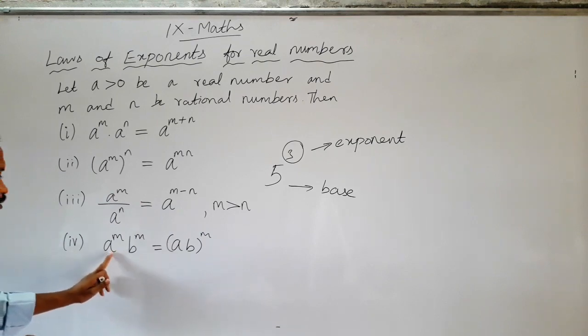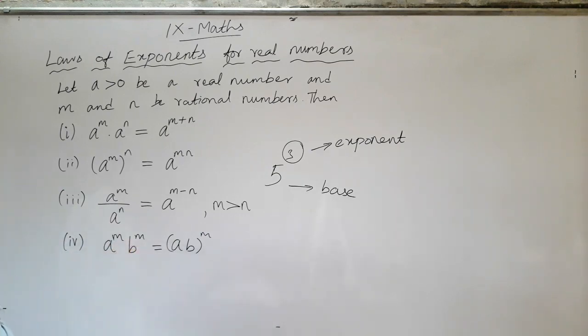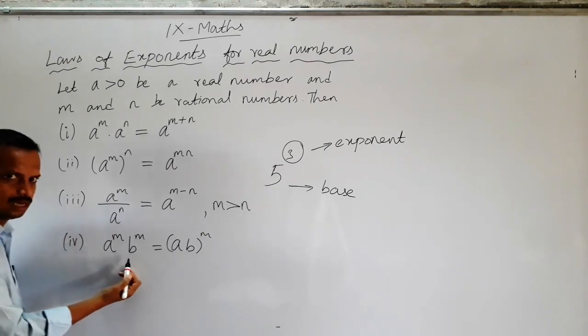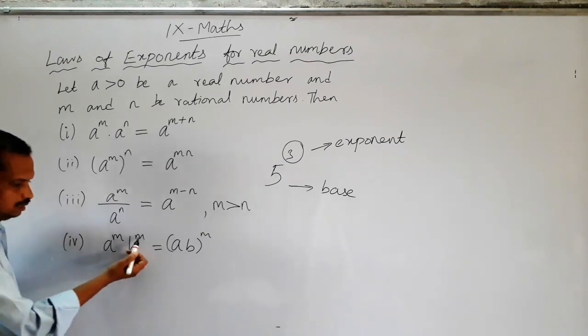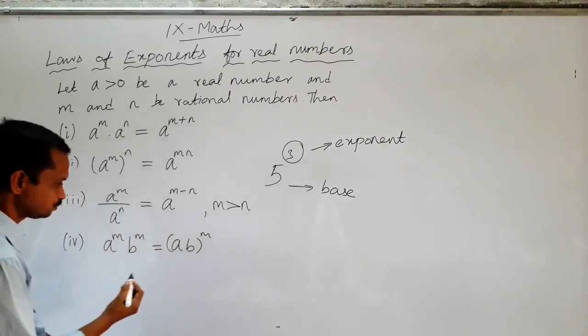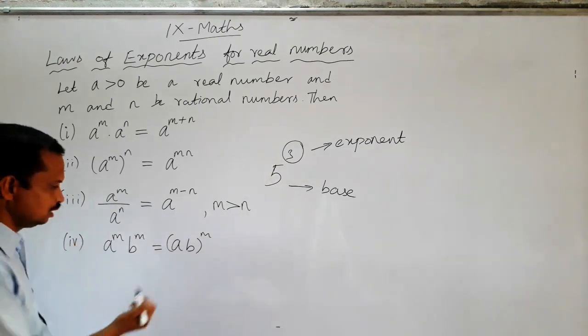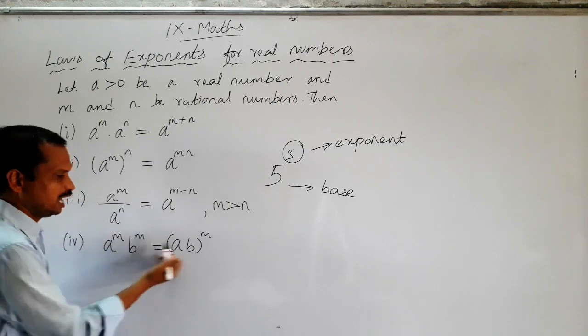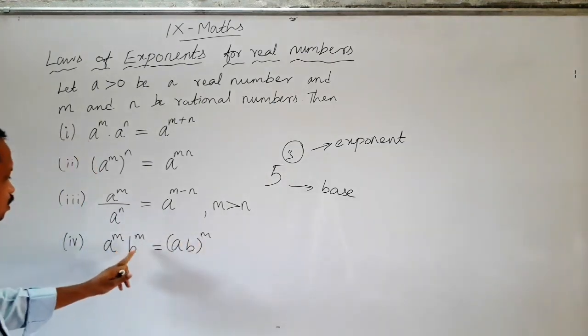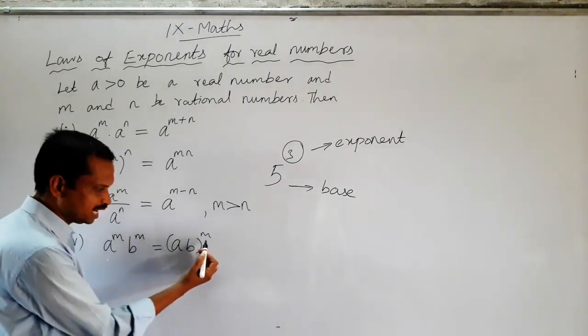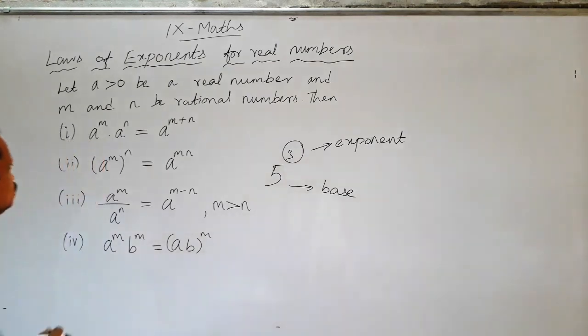A power m into b power m. Look carefully. Here the bases are different, but the exponents are same. Okay, a and b are different bases, but they are multiplying. Bases are multiplying, but the exponents are same. So just you multiply the two bases, a into b, that is ab, but put the common exponent for both, because both exponents are m only. So just multiply the bases a into b and put the common exponent as m. That's all.